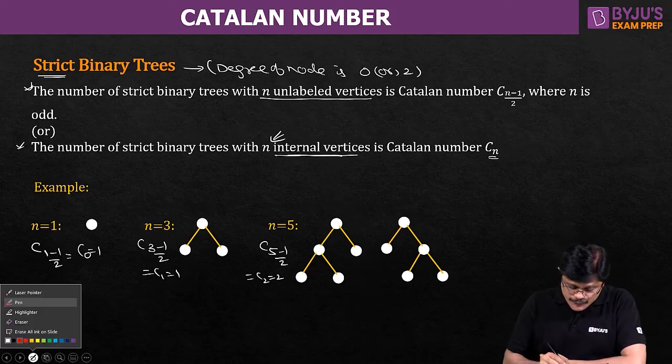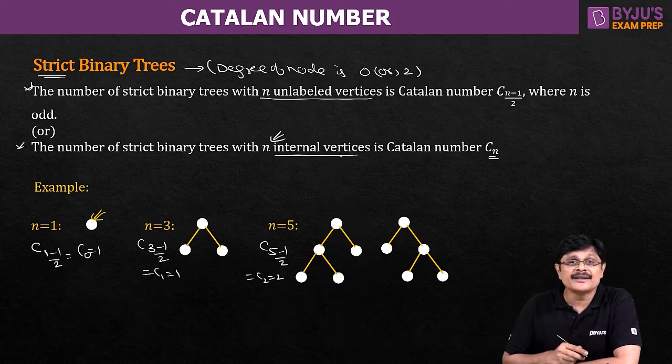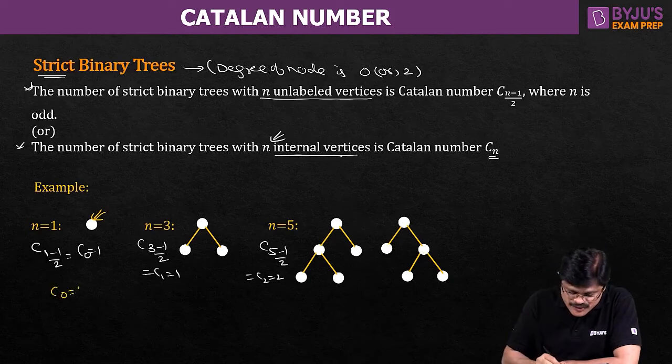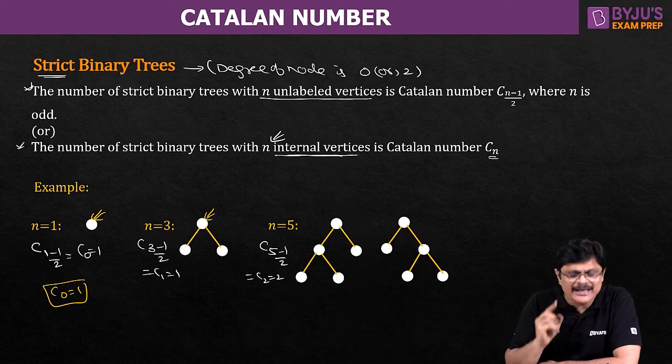Now, if you say the same thing in terms of internal nodes, here how many internal nodes are there? No internal nodes. So, number of internal nodes, 0. Then the number of strict binary trees with 0 internal nodes is given by C0. C0 is 1. Here 0 is internal nodes. Here how many internal nodes are there? Only one internal node.